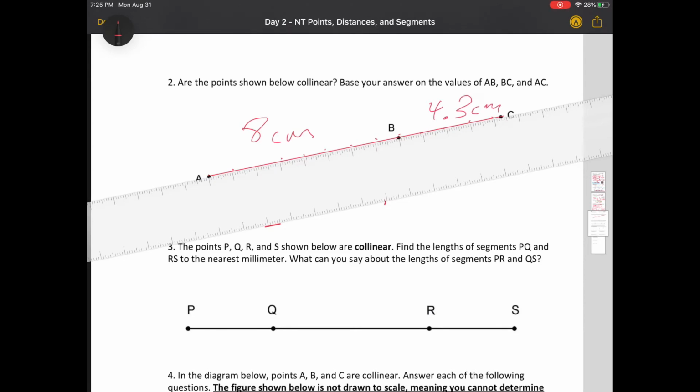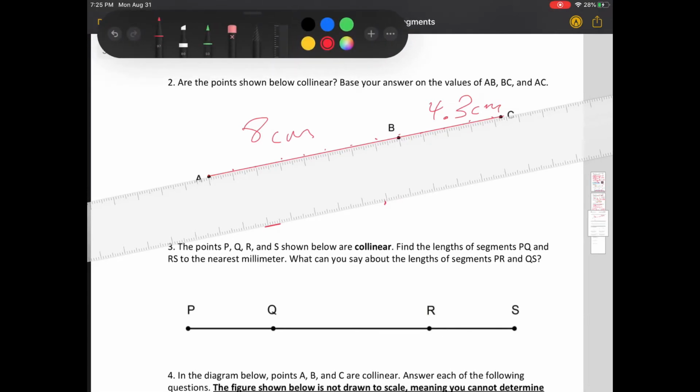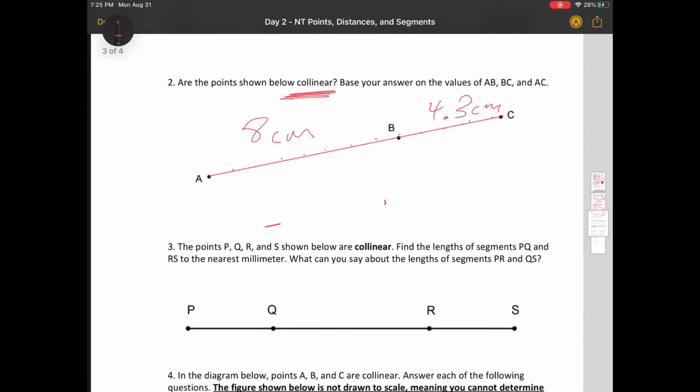Now, if we look at the measurement to get the whole entire line or the combined line segment, all we have to do is add them. To show collinear, all we have to show is that 8 plus 4.3 equals 12.3 centimeters, which is the measurement for the whole line segment. So we just proved that again by segment addition.